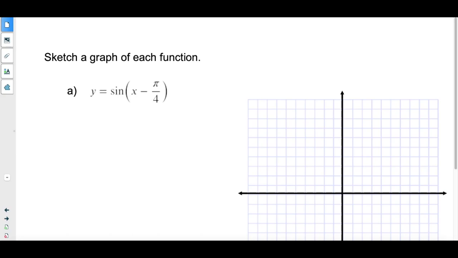Okay, let's say I wanted to sketch a graph of y is equal to sine of x minus pi over 4. Now, I'm going to start by sketching a graph of y is equal to sine x. Then apply a transformation to sketch my new graph. First, let's start by sketching a graph of y is equal to sine x.